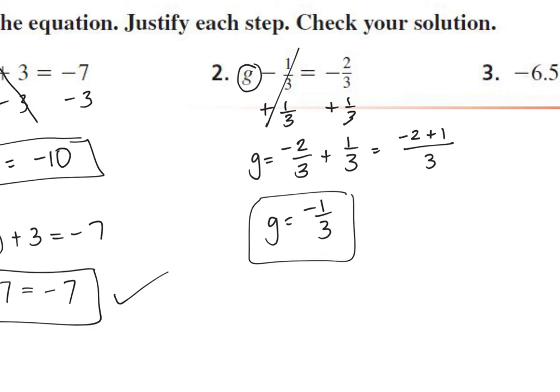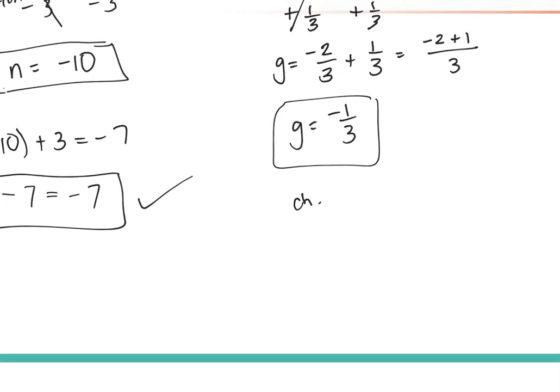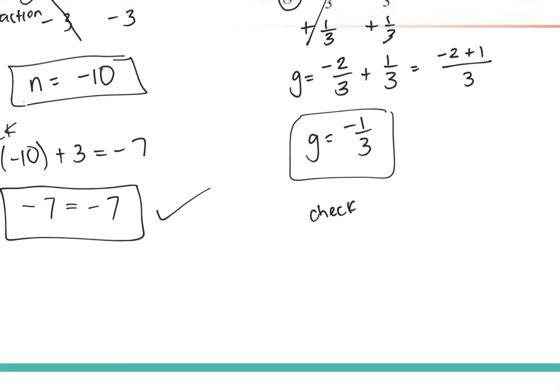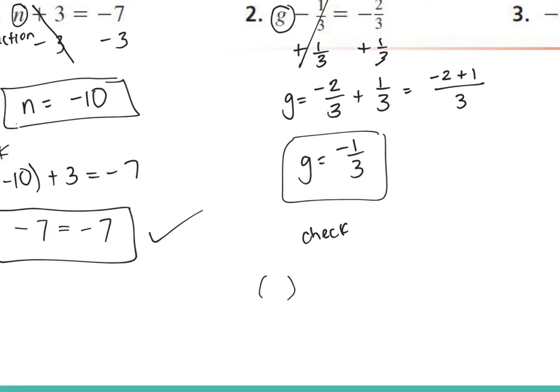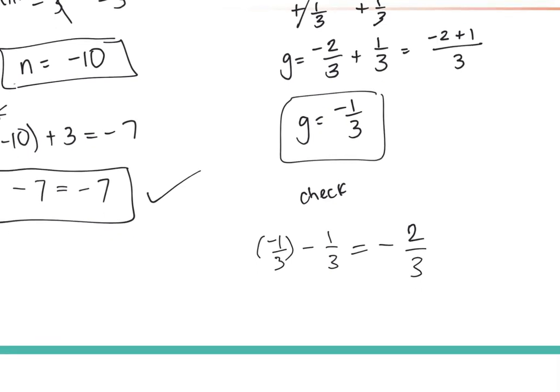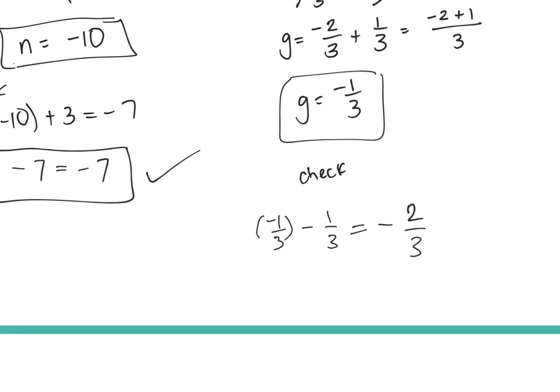Aiden, what haven't I done that I need to do still? Check it. So let's check it, okay? When we check, we're going to plug G in for the value. So we're going to put parentheses around where G was, G minus 1 over 3 equals negative 2 over 3. And we're going to plug in the value for G that we had, which was negative 1 over 3. Negative 1 over 3 minus 1 over 3 equals negative 2 over 3. Yep.